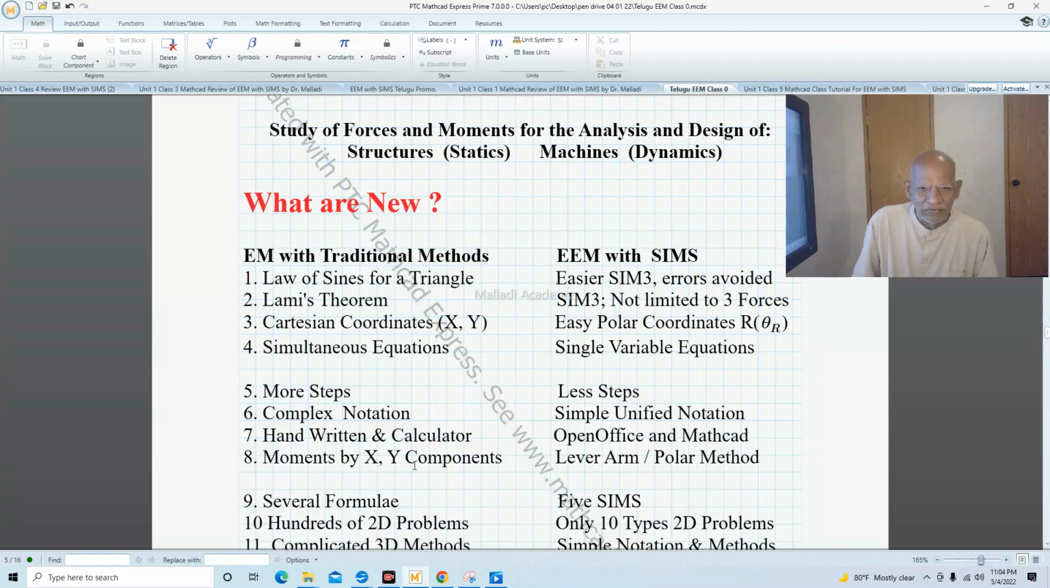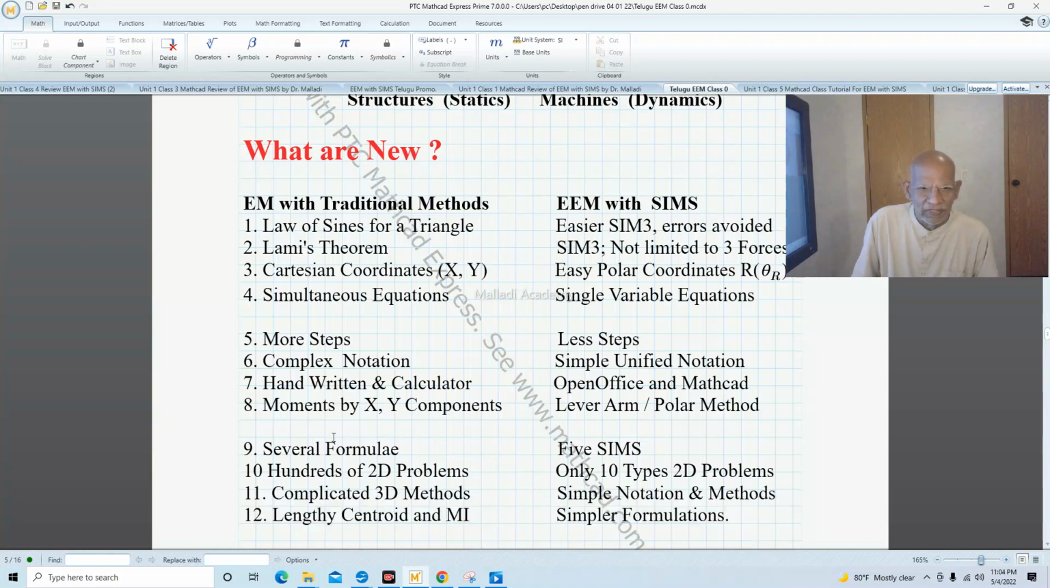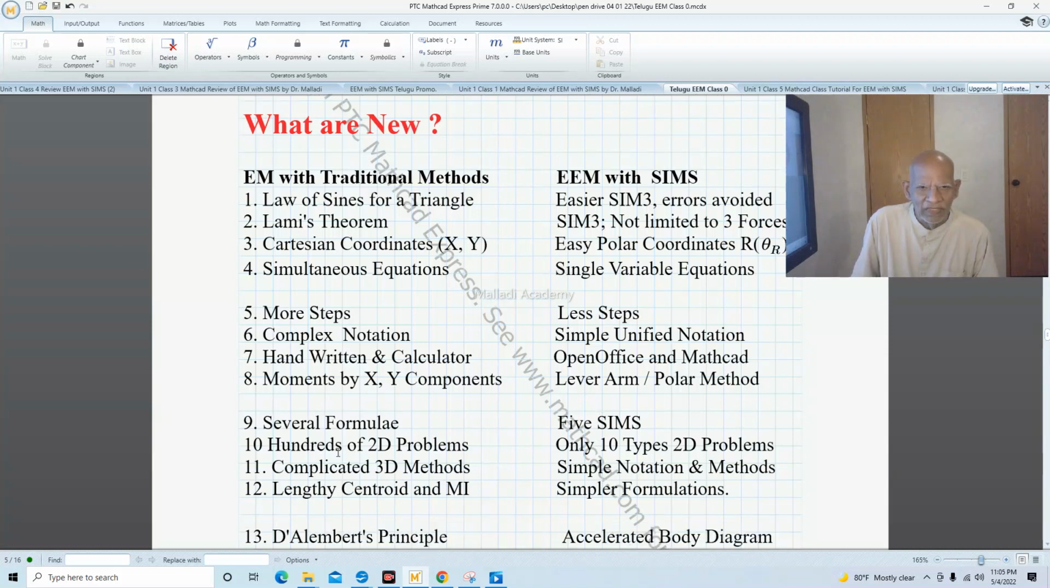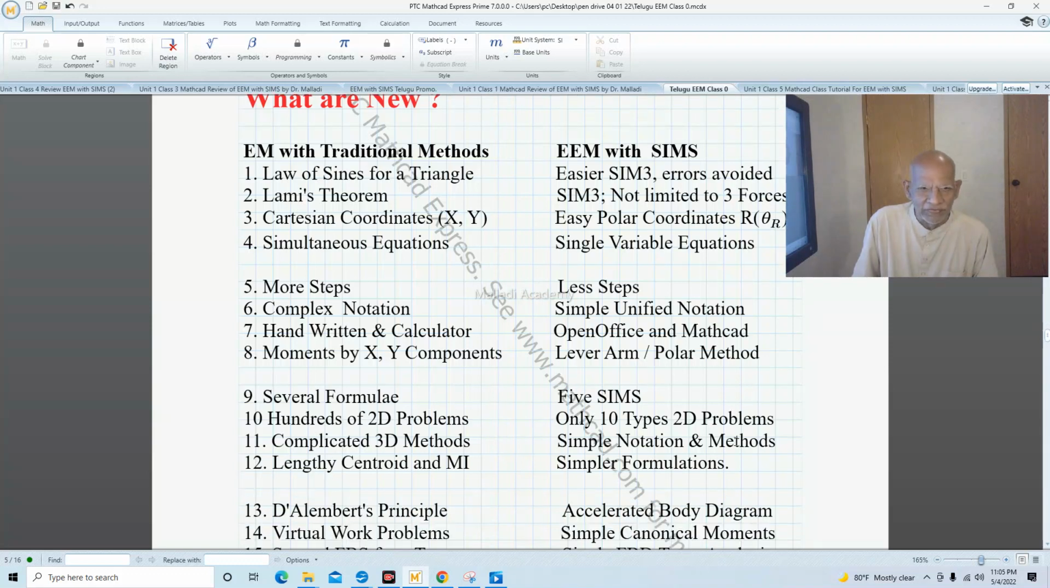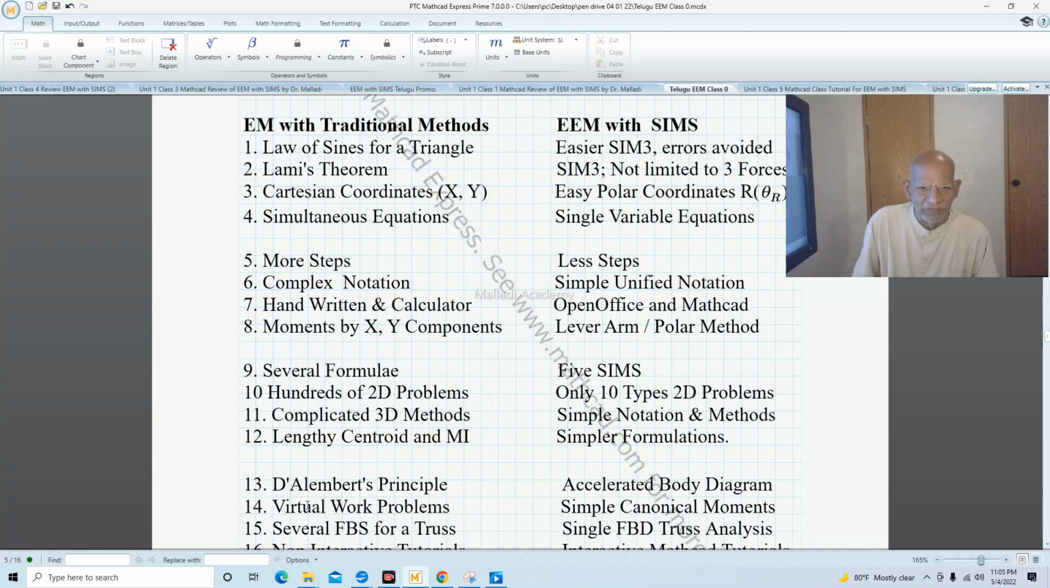Moments by XY components, lever arm and polar method. Several formulae versus only 5 sims used to solve problems. Hundreds of 2D problems, but only 10 types of 2D problems cover all the problems. Complicated 3D methods versus simple notation and methods. Lengthy centroid and moment of inertia procedures versus very simple formulations made here.